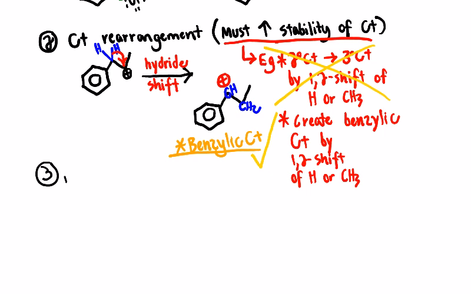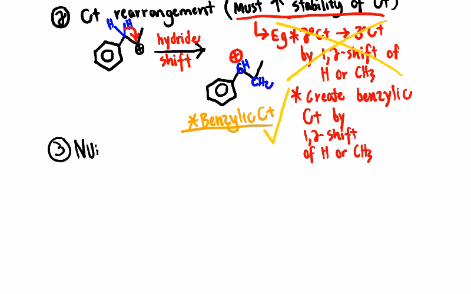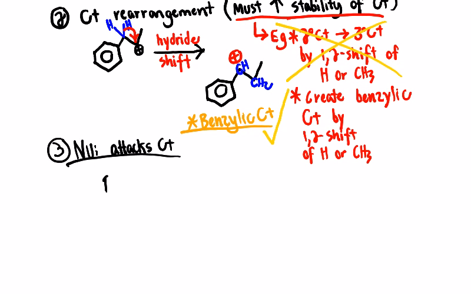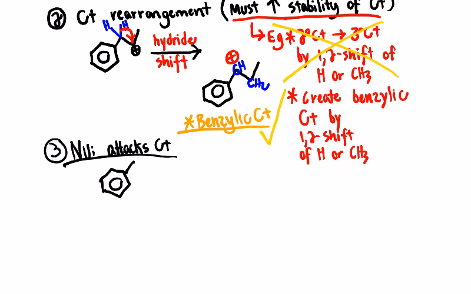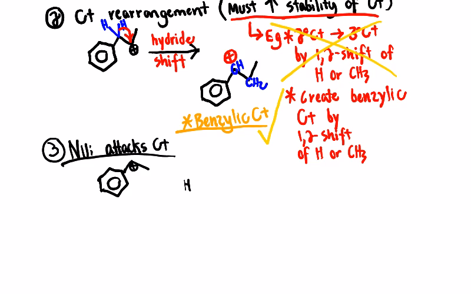Step 3 of our mechanism, the nucleophile is going to attack the carbocation. So we take our aromatic ring, and we've got our benzylic carbocation here. Water comes in as our available nucleophile. So we bring our electrons over, that attacks that carbocation.